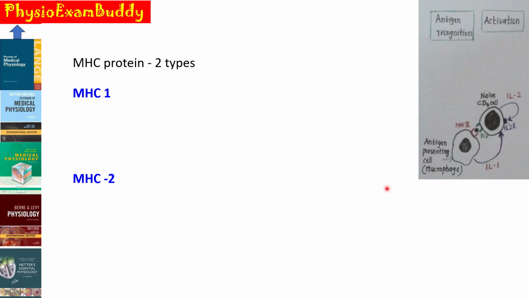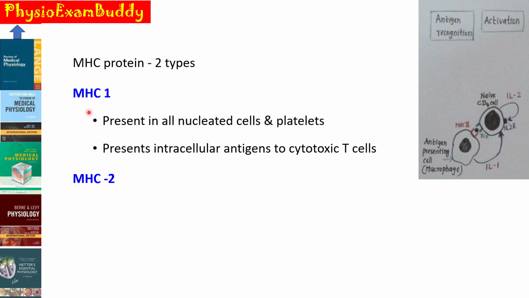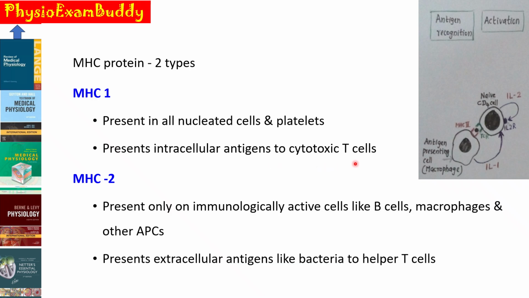And this MHC protein which is present on the antigen presenting cell is of two types. First one is MHC1 and second one is MHC2. MHC1, or major histocompatibility complex 1, is present in almost all nucleated cells in the body as well as platelets, and they present the intracellular antigens to the cytotoxic T cells. Whereas MHC2 is present only on immunologically active cells like our B cells, macrophages as well as other antigen presenting cells. But here the difference is that MHC1 presents intracellular antigens, whereas MHC2 usually presents extracellular antigens, that is, antigens present outside the cell like bacteria, to helper T cells, whereas MHC1 will present these antigens to the cytotoxic T cell, whereas MHC2 will present the antigen to the helper T cells.